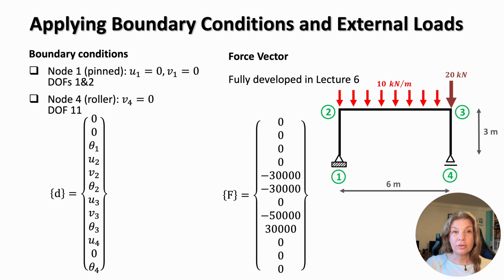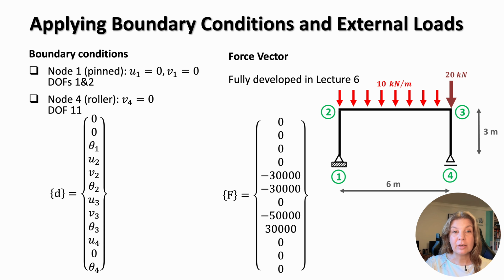The boundary conditions, or restraints, come from the supports. At node 1, which is pinned, U1 equals V1 equals 0. And at node 4, which is a roller, V4 equals 0. And we can place this in the displacement vector as zeros, because there will be no movement there.